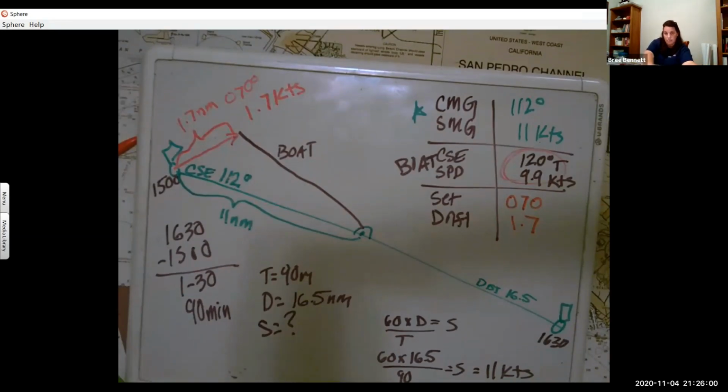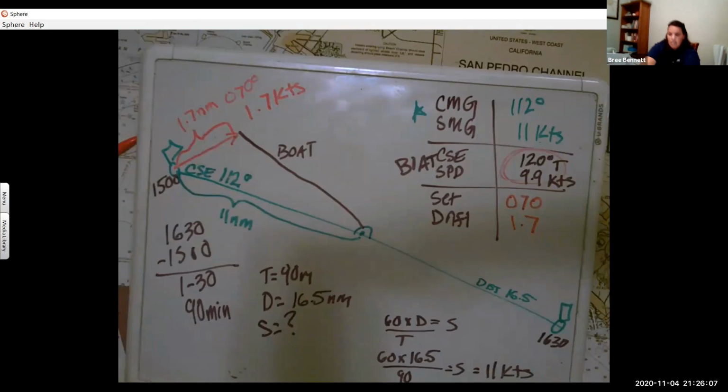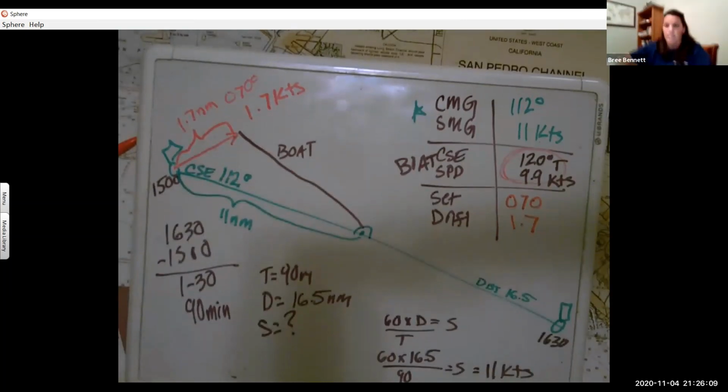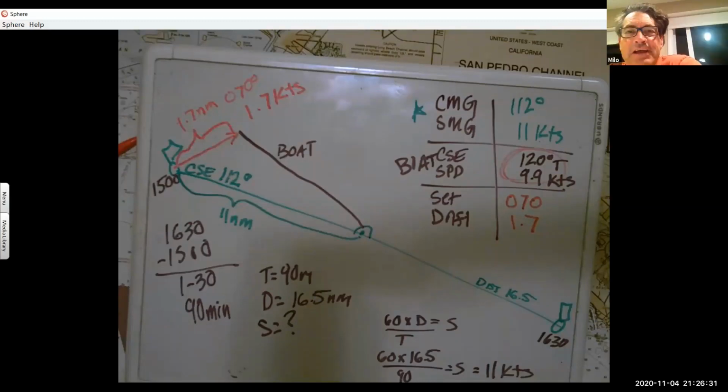I know most of you guys are still plotting here. Some of you guys had done this prior to class. Did you do this last question a different way? Did you go back to do the vector triangle? I didn't finish. I didn't get this far, Bree.